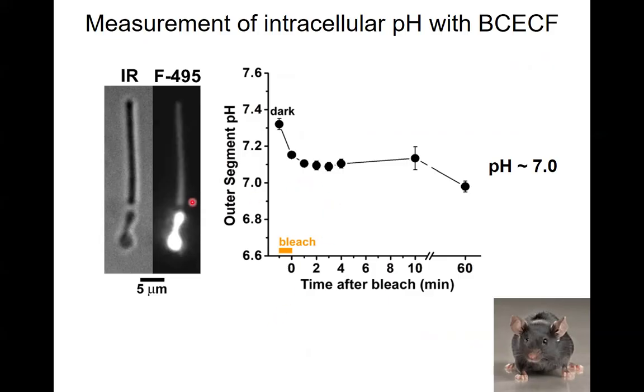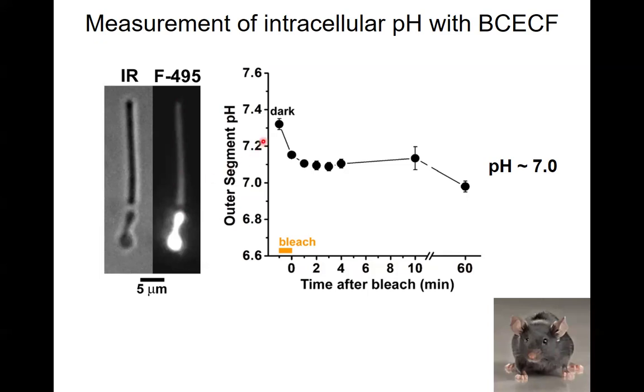And for this we use BCECF. We use the acetoxymethyl ester form. Very nice dye, actually. Very consistent and very bright, very straightforward to use. And it's a ratiometric dye, 440, 495. And this is a mouse rod photoreceptor loaded with BCECF. This is what we are interested in, the outer segment fluorescence. There's plenty of dye in the inner segment. The acetoxymethyl ester is cleaved, the dye is trapped.